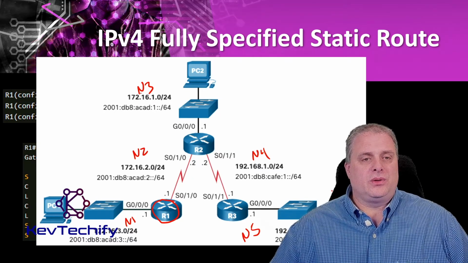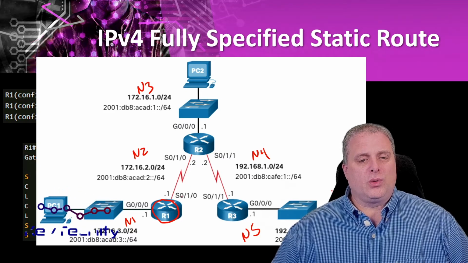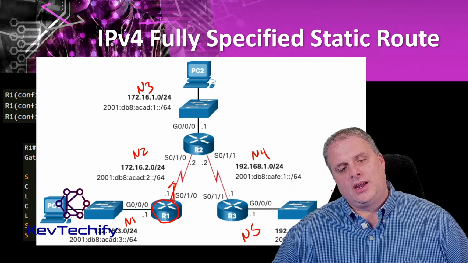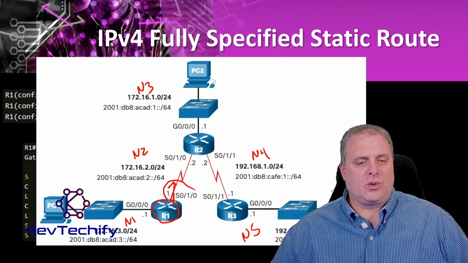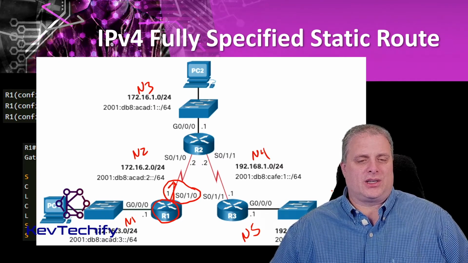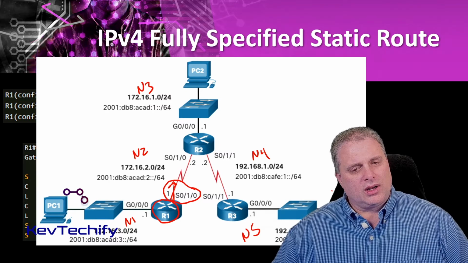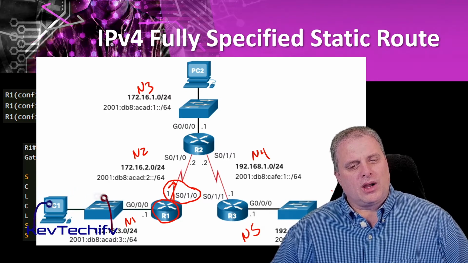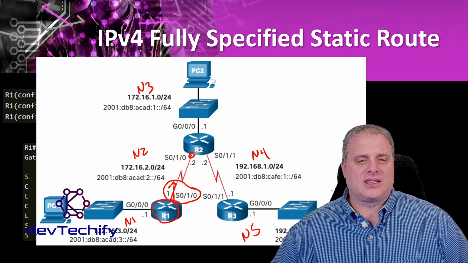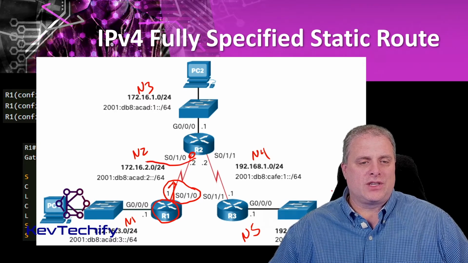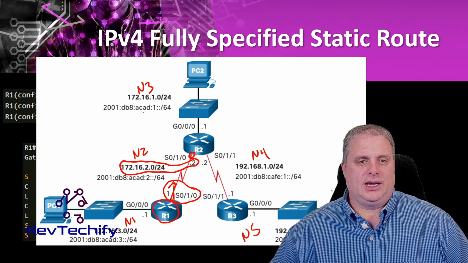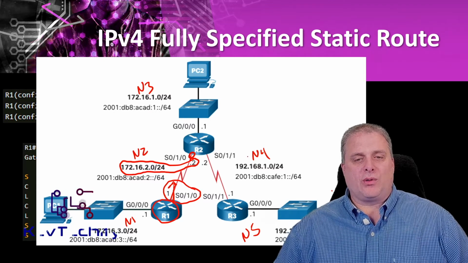To get to network 3, our first remote network, we have to go out this direction. That means we have to go out the serial 0/1/0 interface, and then we have to go to the next hop IP address. That needs to be on a directly connected network, but it has to be the IP address on that next router. That would be this address right here, which gives us 172.16.2.2.